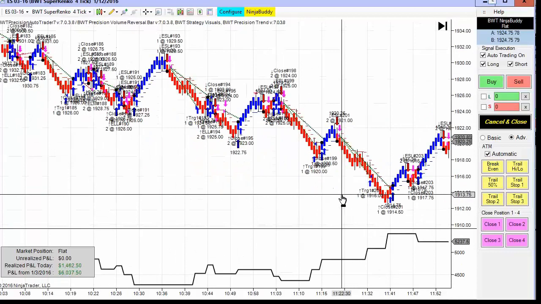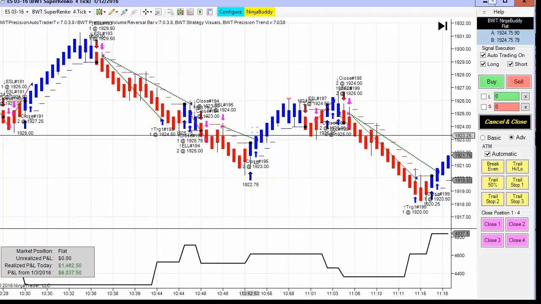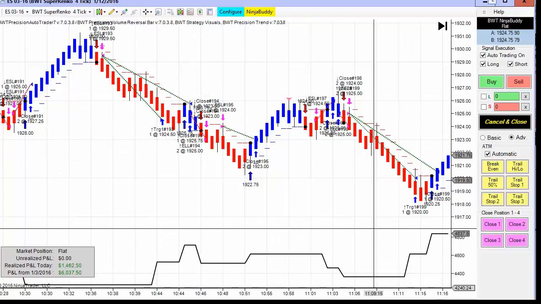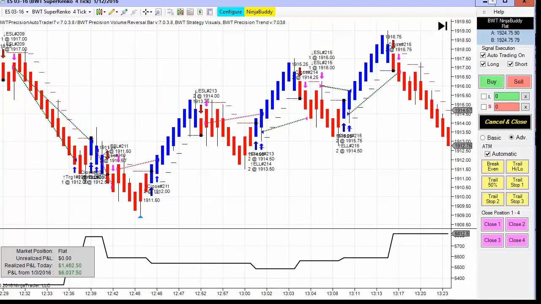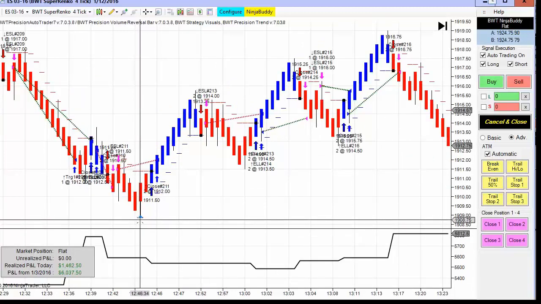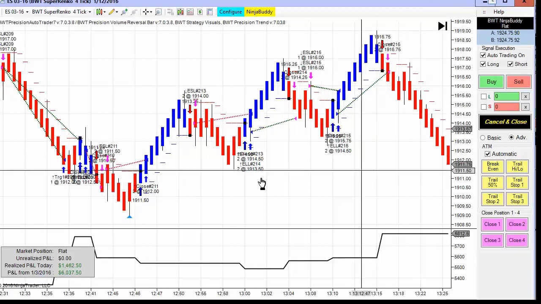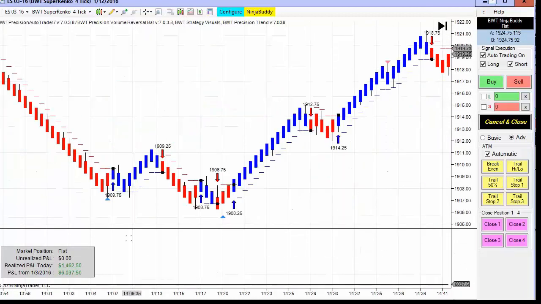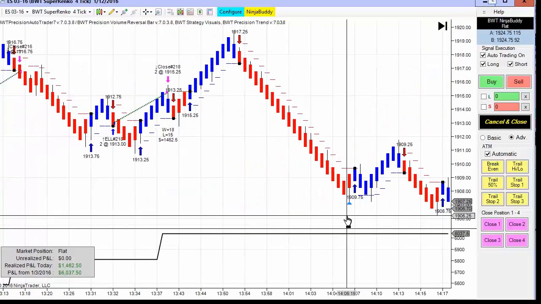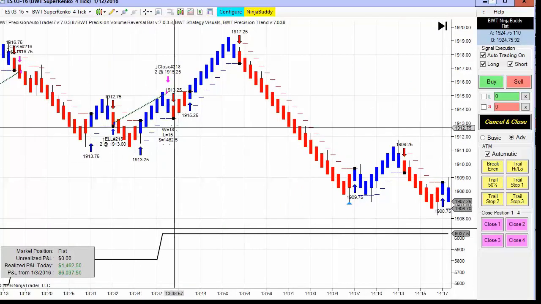Just scrolling back, there were quite a few trades, but once again, the losers were smaller than the winners. You see our volume reversal bar indicator there. Nice volume reversal bar indicator here, and here, and this did pretty good today. It hit its goal by 1:30, so it had 18 winners and 15 losers.